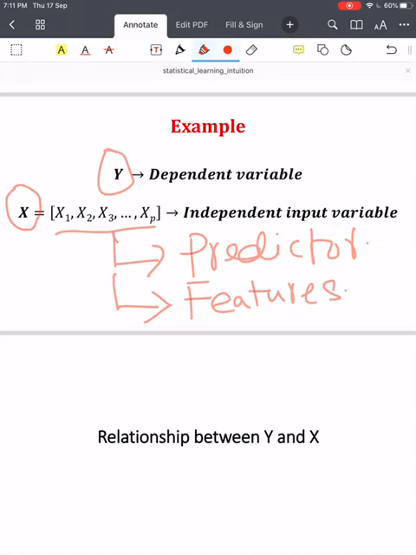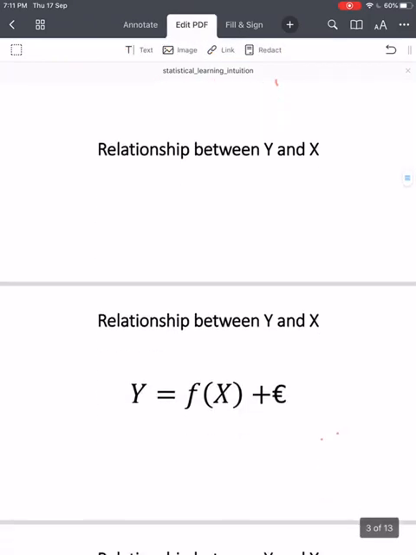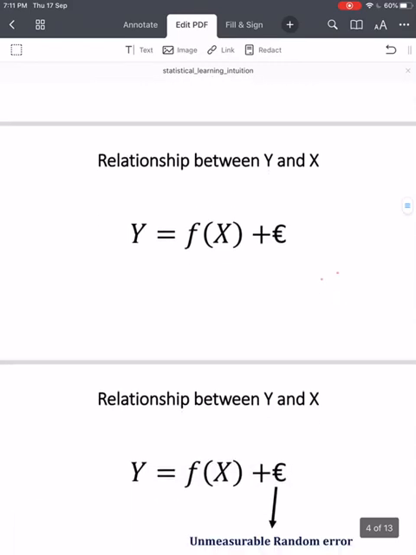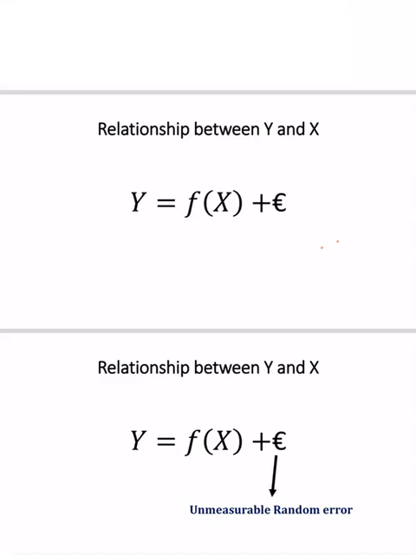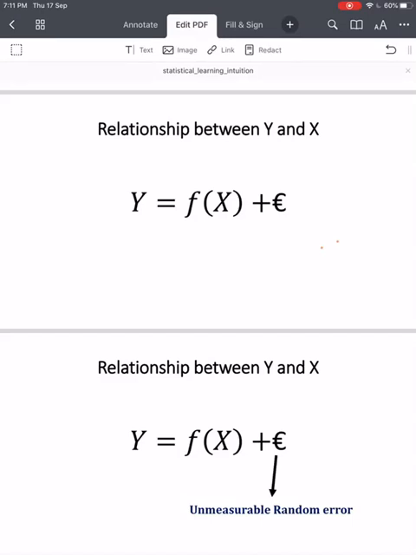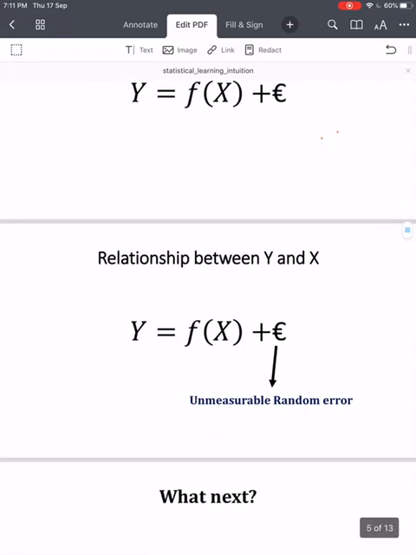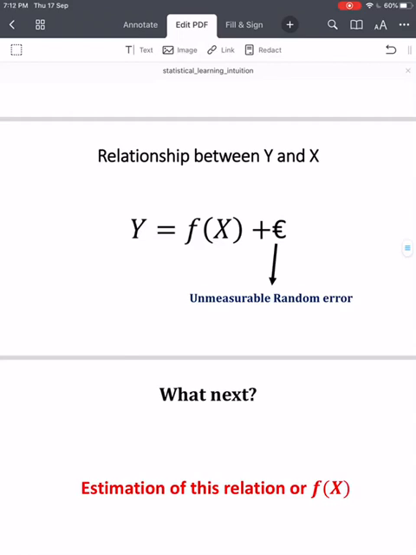Now obviously there will be a relationship between y and x. In general, we can represent y as a function of x plus epsilon, that is, an unmeasurable random error term. This f represents the systematic information that x provides about y. So in general there is an unmeasurable random factor, and there is a function f which helps us to represent y in terms of x.